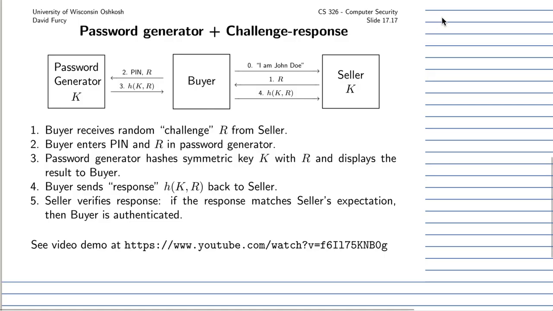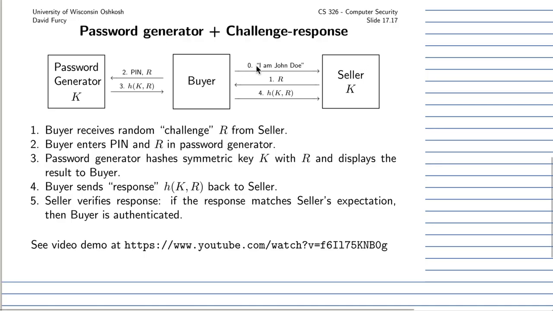So here is the way it works. Remember, we're focusing here on user authentication, which is the second step of access control. The first step is the identification step, and this is shown here as step 0, where the user, we assume it's a buyer, is communicating with a seller and wants to authenticate themselves to the seller.